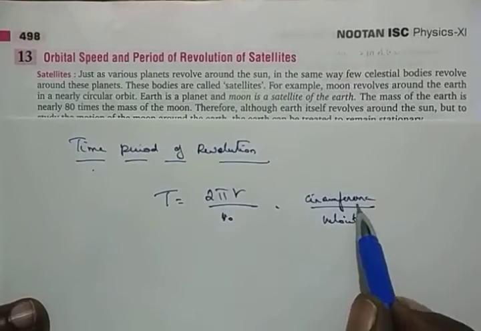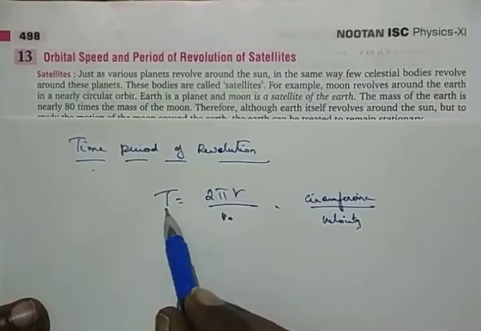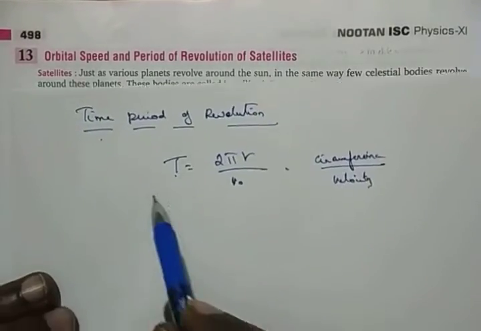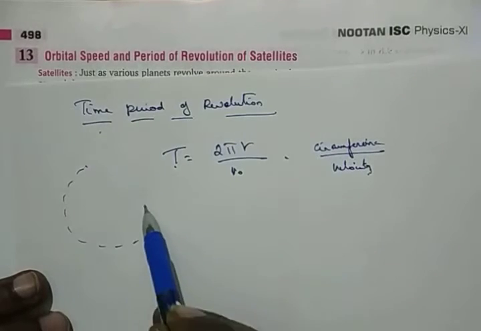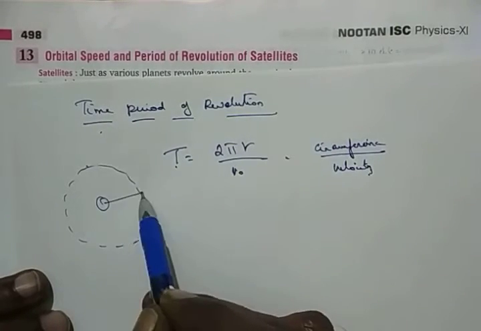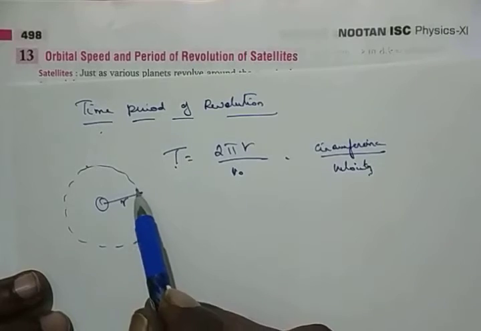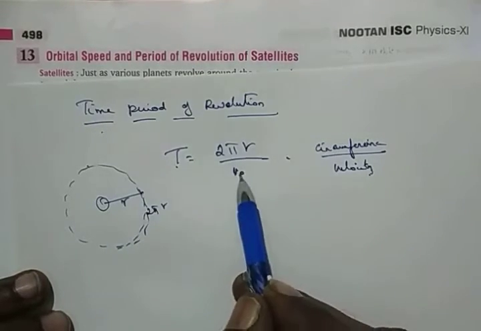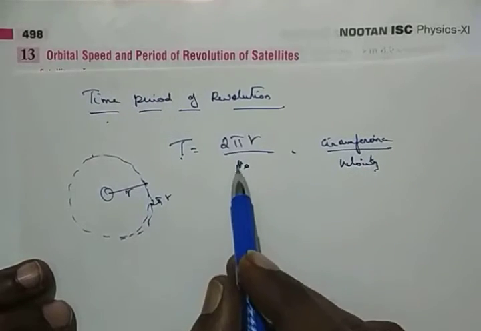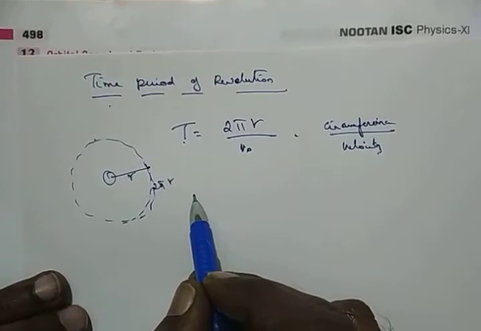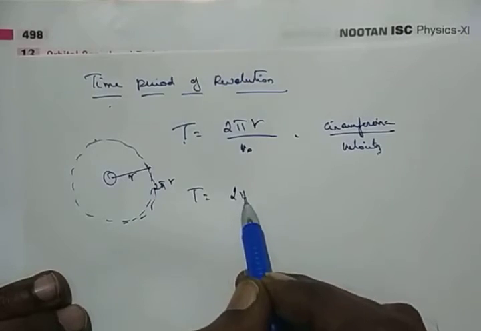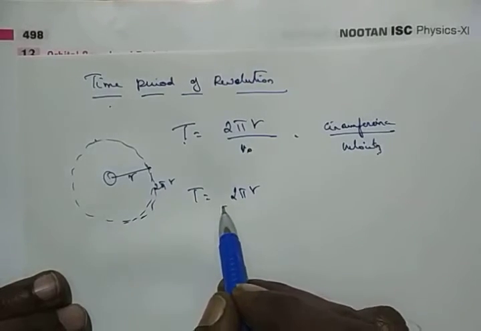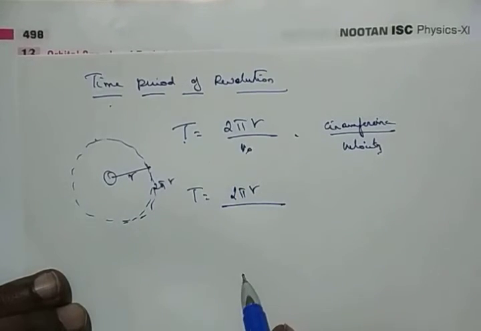It is called distance upon velocity. That is time period. What is the distance? It goes around the whole orbit. So Earth is here. This is the r value. So this whole thing is 2 pi r, the distance, divided by the velocity. Now time period is going to be equal to 2 pi r divided by, now you need to put the velocity here.